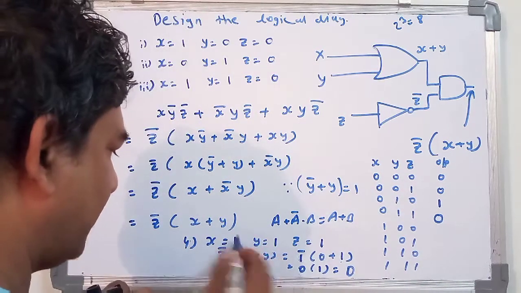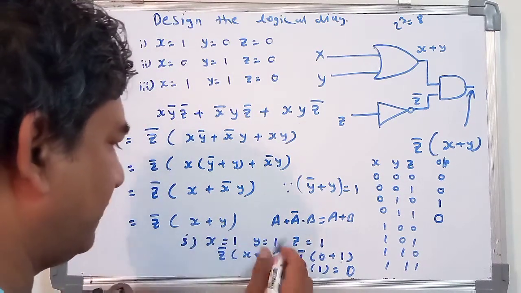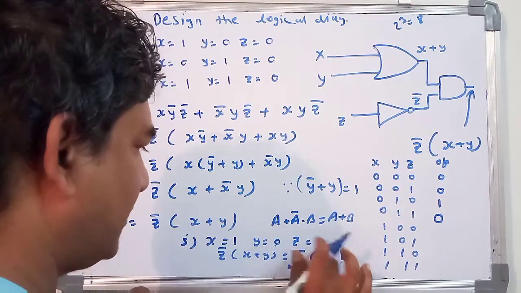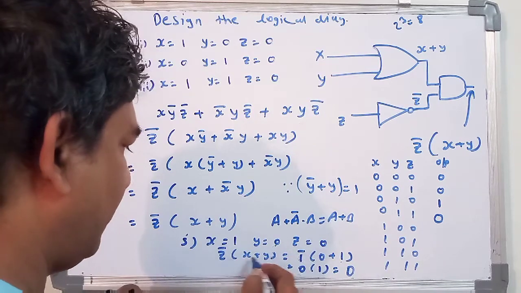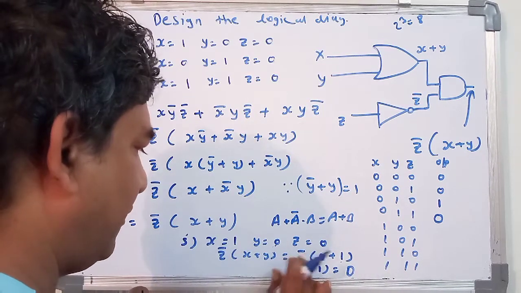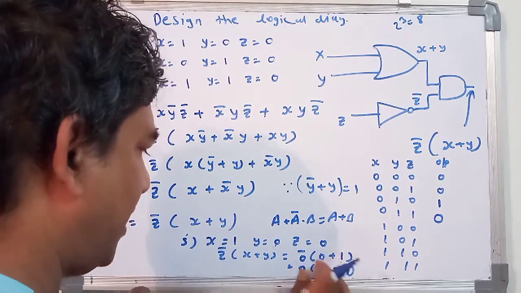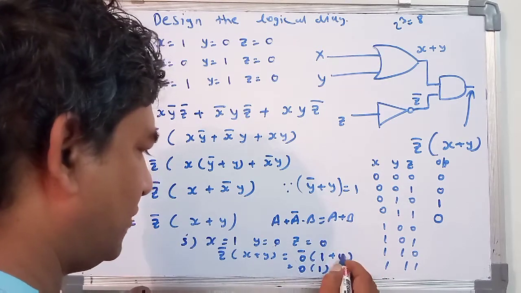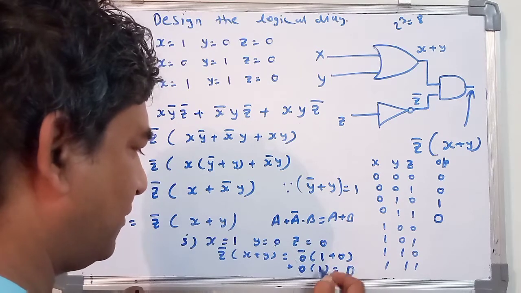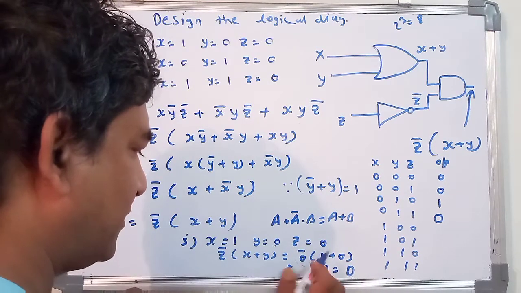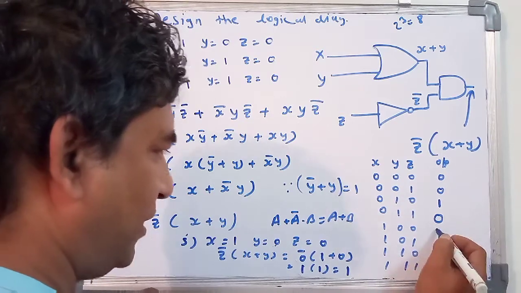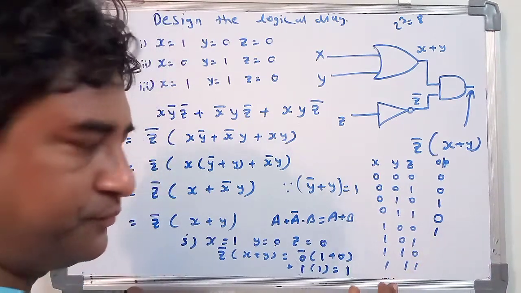The fifth number condition, x is equal to 1, y is equal to 0 and z is equal to 0, means here you will be getting y is equal to 0 bar, x is equal to 1 and z is equal to 0. So 1 plus 1, 1 plus 0 is equal to 1. 0 bar is considered as a 1, 1 multiplied by 1, you will be getting output as a 1. So here output is 1.